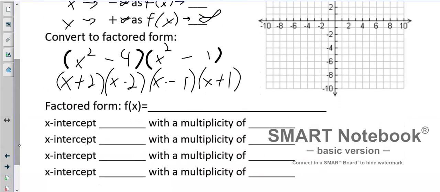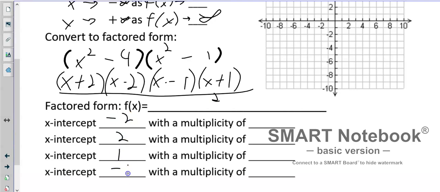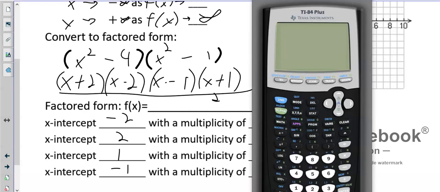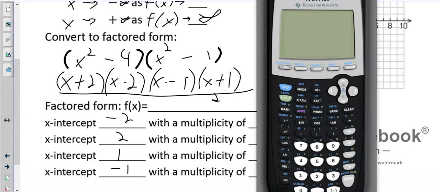Factored form is what I just wrote right here. That's that right there. Okay? And so my intercepts are -2, +2, +1, and -1, and they each have a multiplicity of 1. So -2, -1, +1, and +2. Okay? It should be a W.